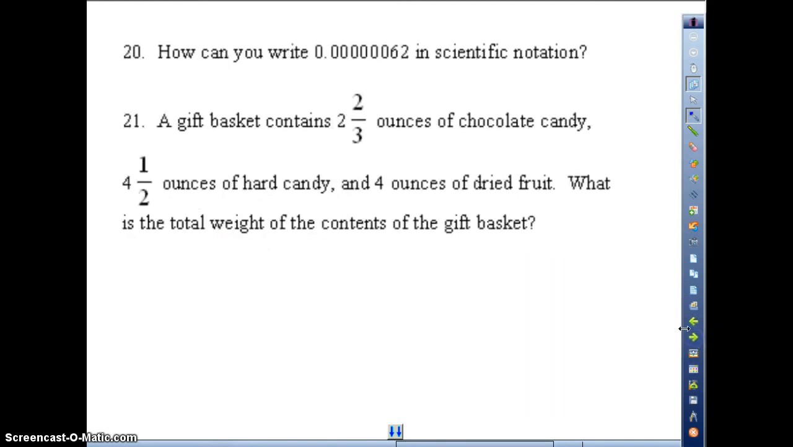All right, running a little short on time. How do you write this number in scientific notation? Well, it's a small number, so I know the exponent on 10 is going to be negative. I'm going to park my decimal point there and count how far I moved it. 1, 2, 3, 4, 5, 6, 7. Double check to make sure I counted right.